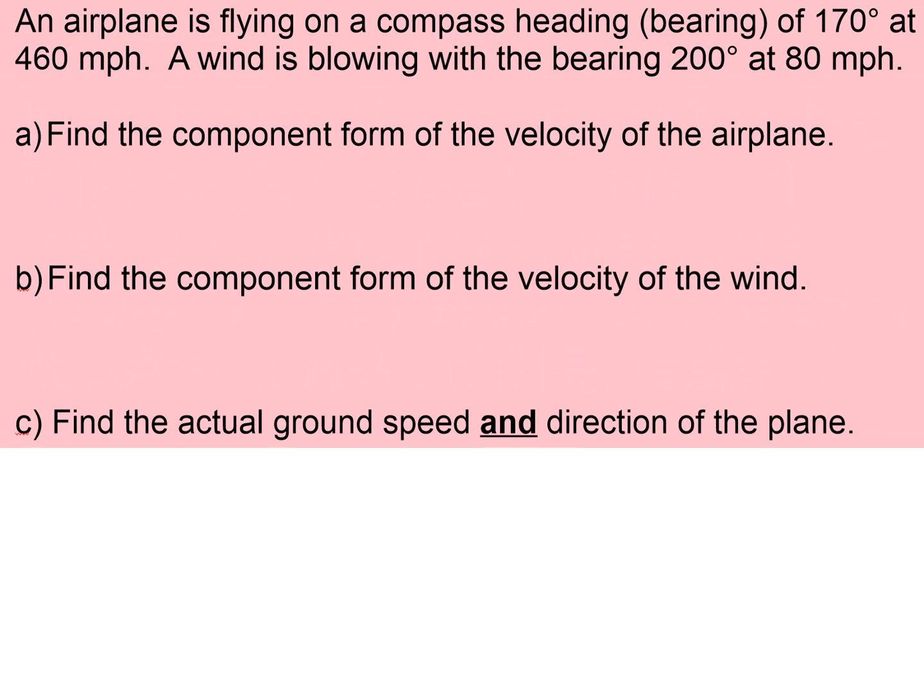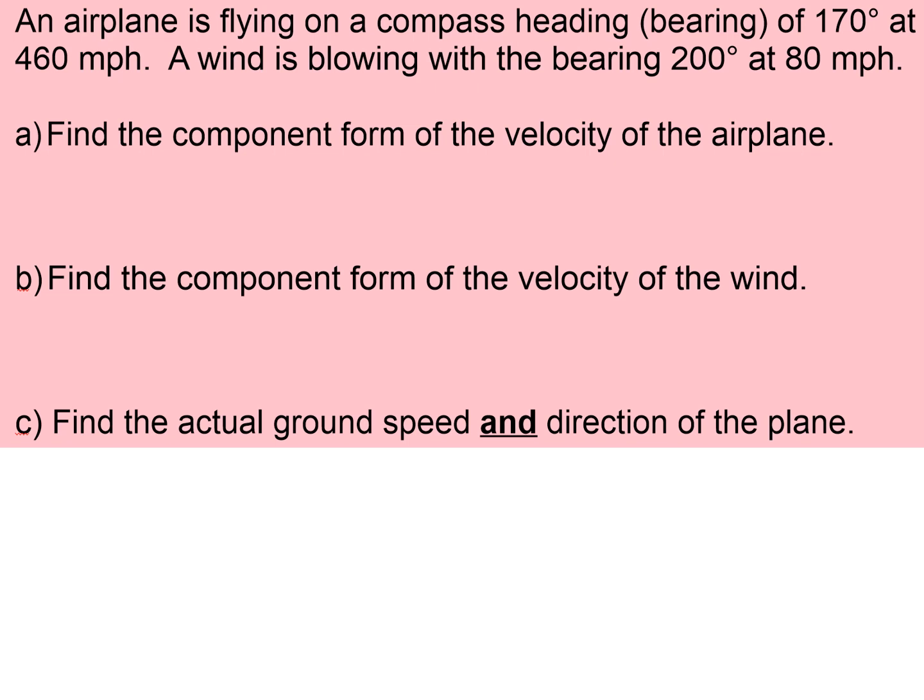So, for example, it says the airplane is flying on a compass heading or bearing, we kind of use those two words interchangeably, of 170 degrees at 460 miles per hour. A wind is blowing with the bearing of 200 degrees at 80 miles per hour. I split this question up into 3 parts. You'll see a question or two like this in your homework, and they do not split it up into these pieces. I think it makes it much easier. So even though those questions don't have an A, B, and C, as you work through them, I would encourage you to make a part A, part B, and part C.